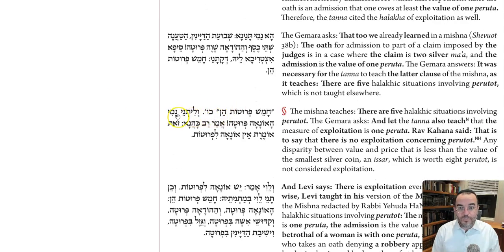Chamesh perutot hen. Velitne namehona peruta. Now we ask, how come the Mishnah, when it lists five laws that have a minimum of a peruta, how come it doesn't add also overcharging is also a peruta? If it listed that, then we would learn that, let's say I sell you an item that's only worth a peruta and a half, right?